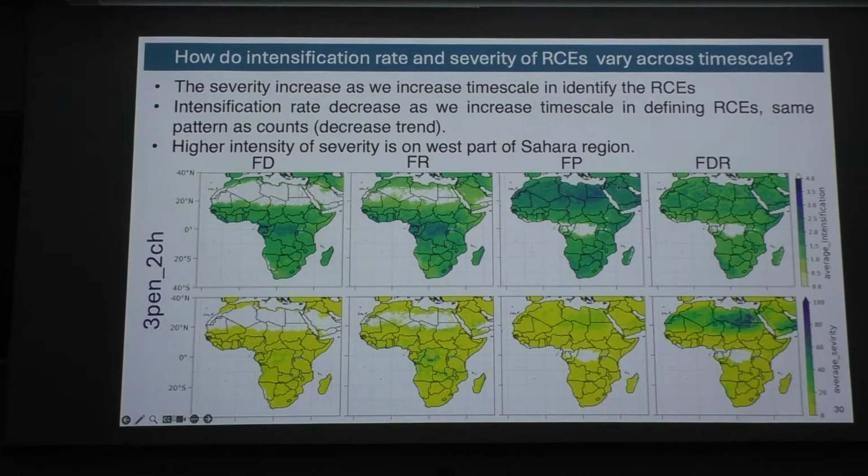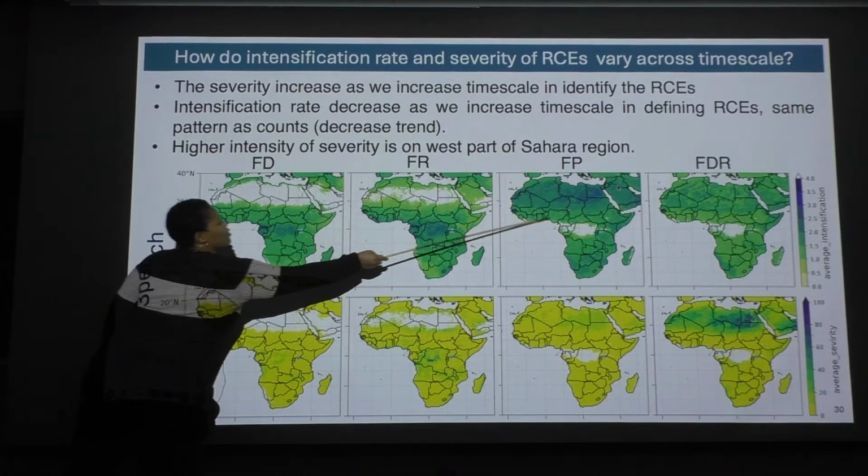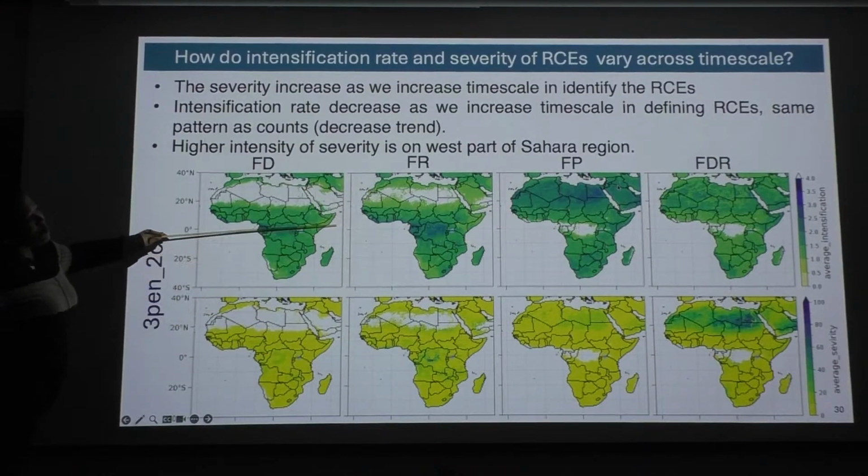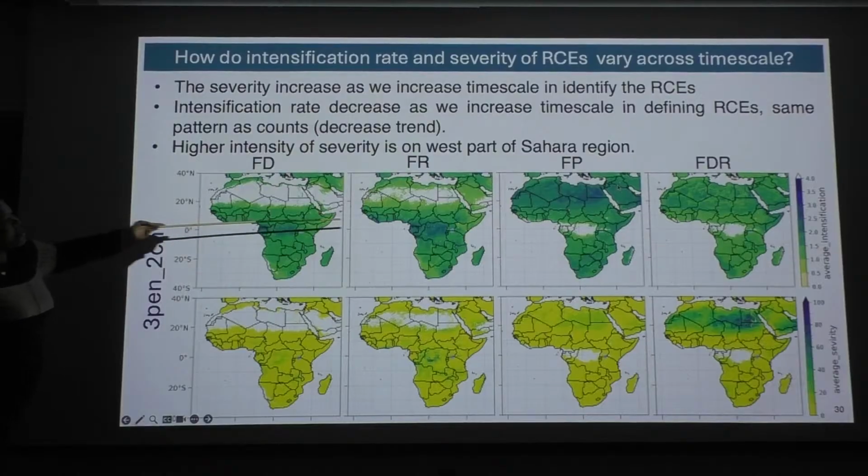For severity and intensification, I just want to show 2 figures. This is only for 3 pentad. The upper one is the rate of intensification, and the lower one is severity. As we saw in the counts, it was reducing as we moved to higher time scales. What will happen for this one? I want you to concentrate on the Congo Basin and the Saharan region. The severity is less, but the intensification rates over this area are high.